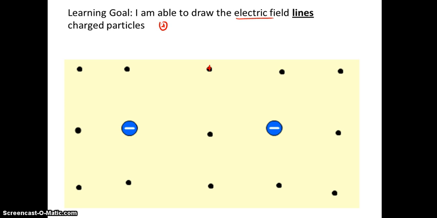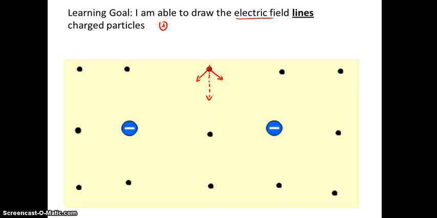Well, here's a negative charge. If this is positive, it's going to be attracted towards it. And here's another negative, so it's going to be attracted towards that. So my net electric field at this point is the addition of those two vectors, and it's going to be down here somewhere.